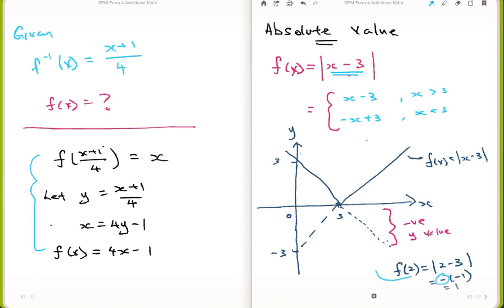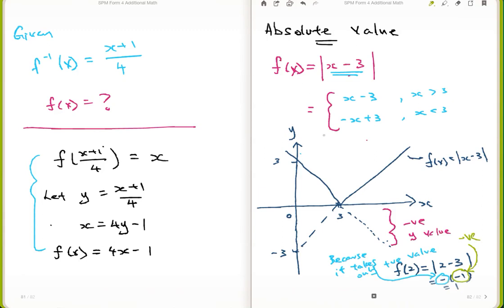You apply it because it takes only the positive value. It turns out to be a negative value. This is a negative value. This is a negative value. If it's a negative value, you put a negative sign in front so that you get a positive value. Alright?